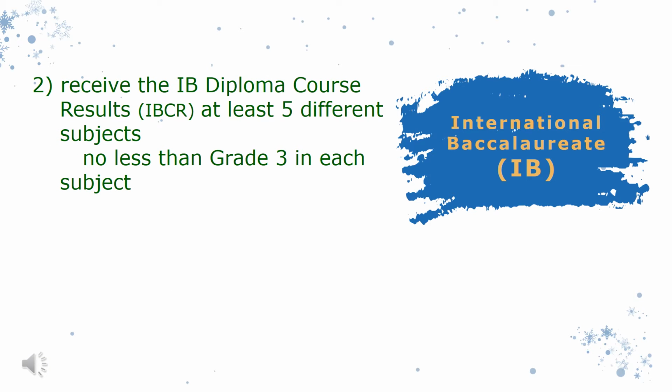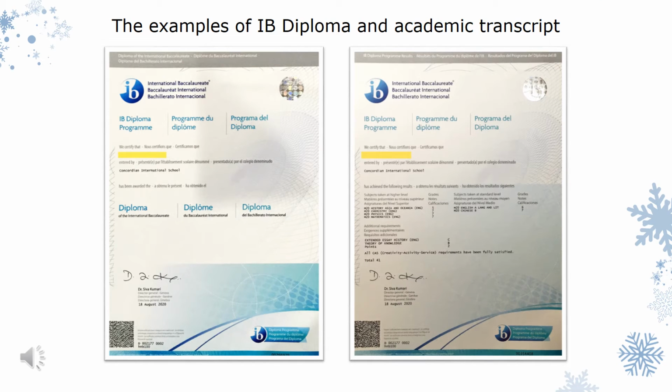Another option is that the applicants must receive the IB Diploma Course Results, IBCR, which include at least 5 different subjects, and must obtain no less than grade 3 in each subject. These are the examples of the required documents for the IB system. An applicant must submit both an IB diploma and an academic transcript.